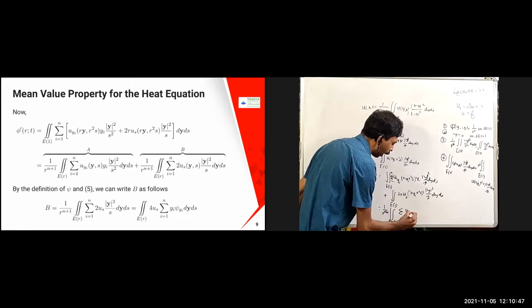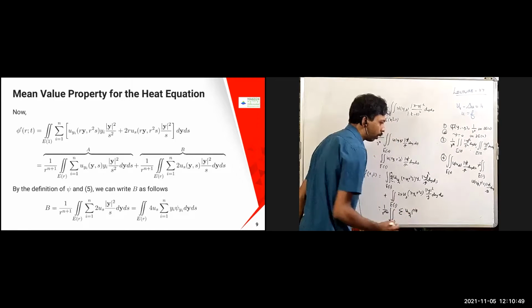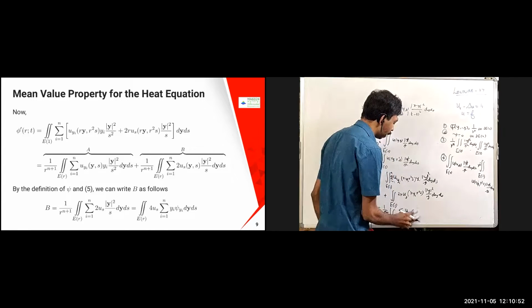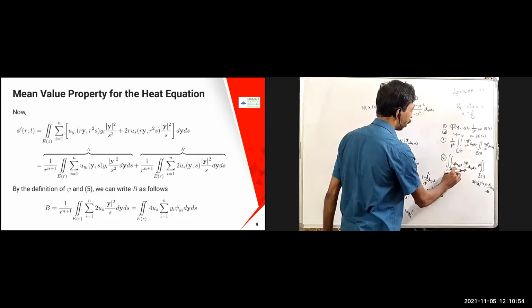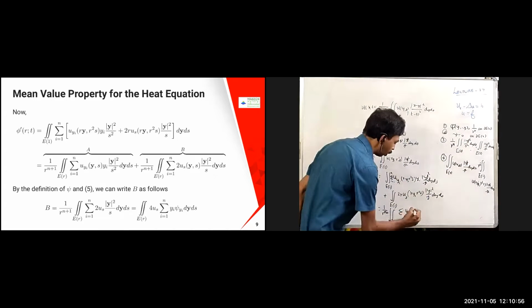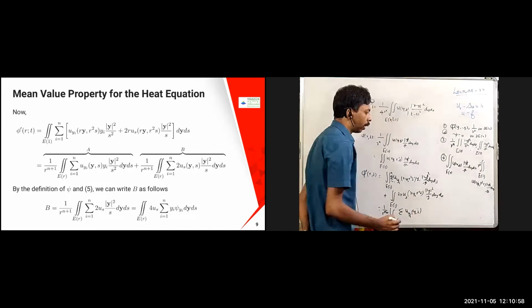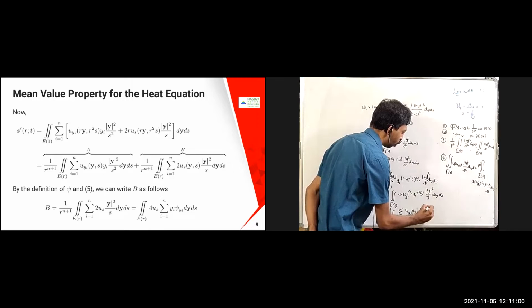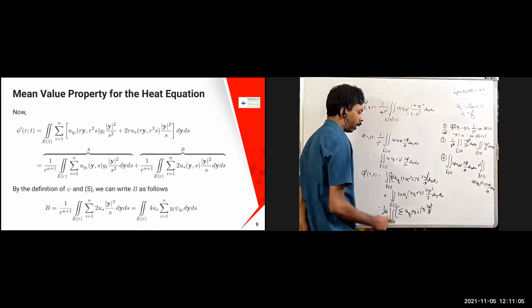So uyi, the r is going to be removed, because in this case you are going to get y of s, e of r s. So e of y comma s, into yi into mod y square by s square, plus I'm going to write the second term also.